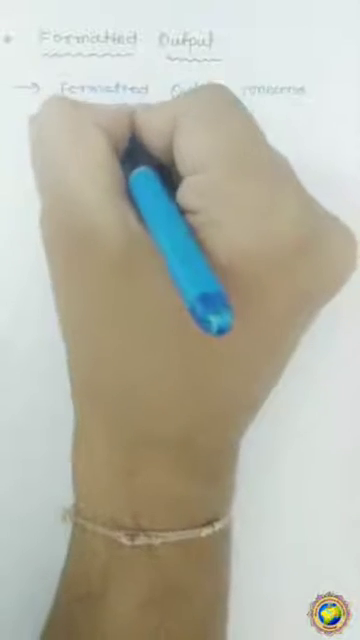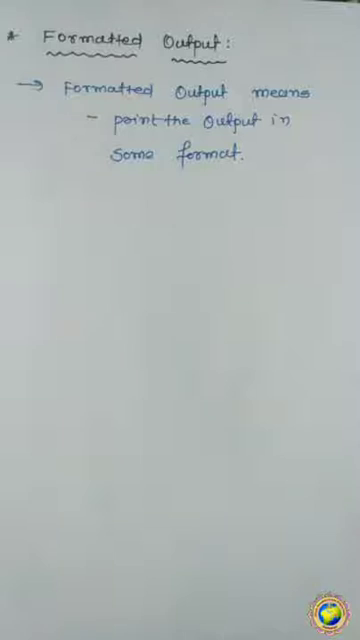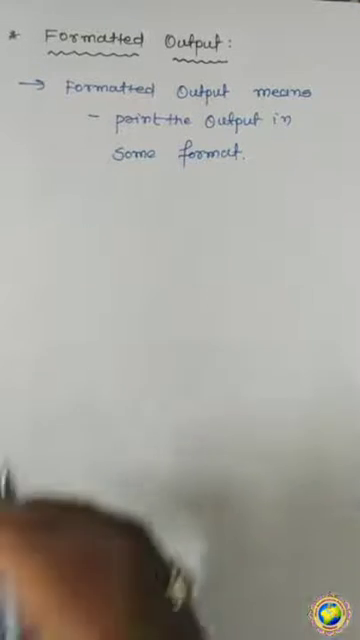So formatted output means, what? Print the output in some format. એટલે કે ફોર્મેટેડ આઉટપુટનો મતલબ એવો થાય છે કે કોઈ પણ આઉટપુટ જે છે એ કોઈ ફોર્મેટની અંદર પ્રિન્ટ થાય. ફોર એક્ઝામ્પલ તમે જોઈ શકો છો કે માર્કશીટ.